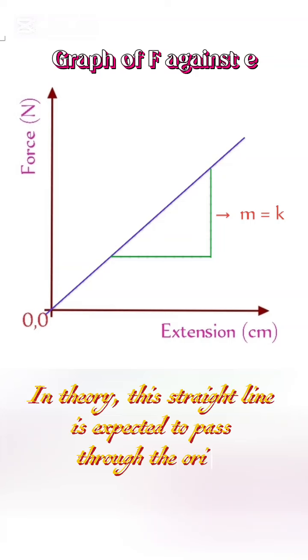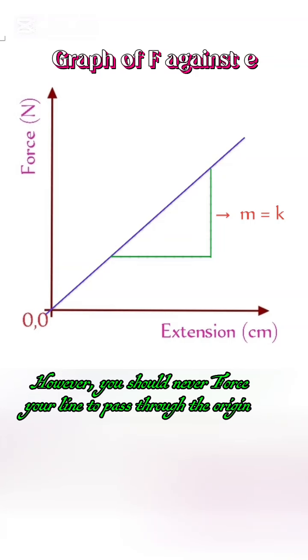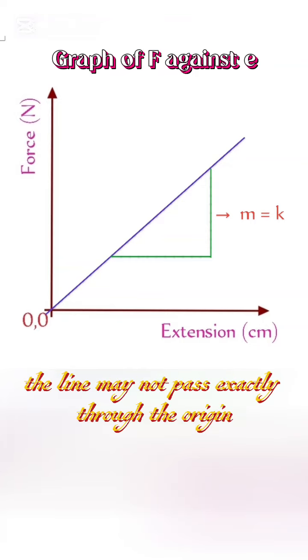In theory, this straight line is expected to pass through the origin. However, you should never force your line to pass through the origin because, due to random experimental errors, the line may not pass exactly through the origin.